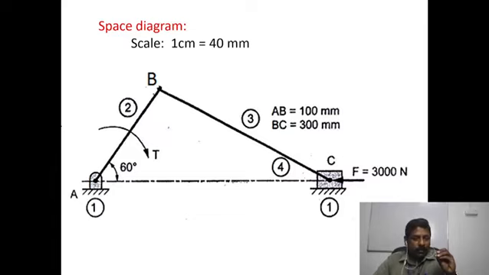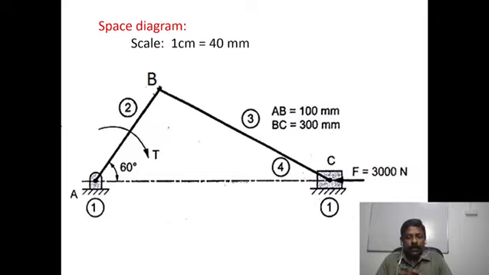Here we cannot draw the mechanism to its original scale, so we are reducing the scale. We can suitably select the scale for our diagram depending upon the dimensions, both the major length and minor length. Based on that only we select a scale. Here the minimum link length is 100 mm and the maximum is 300 mm. So we are selecting 40 mm as 1 centimeter, so we can draw the diagram suitably and it is visible.